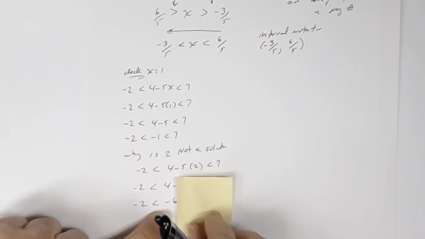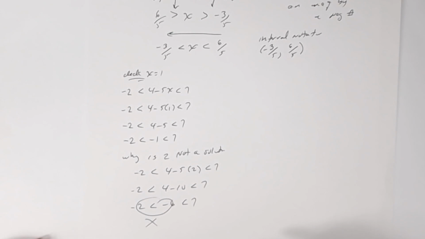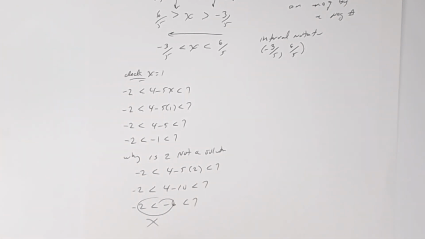Is negative 2 less than negative 6? No, negative 2 is greater than negative 6. So that part is not true. Okay, so that's why 2 is not a solution.